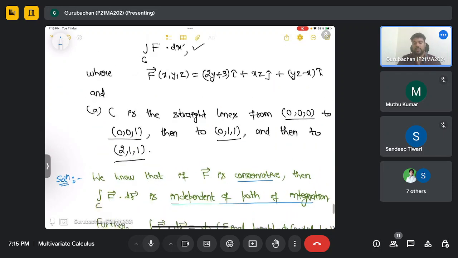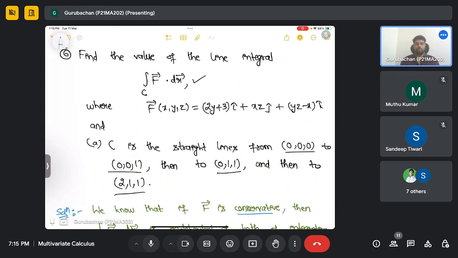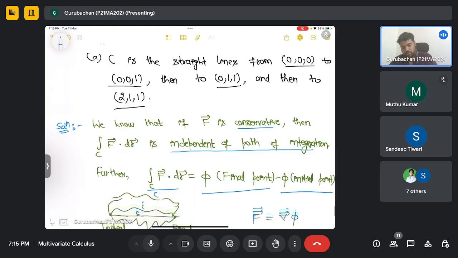Has anyone calculated its curl? Has anyone calculated its curl? 16 by 3. Sorry, 16 by 3. Okay. Its curl will be, let me calculate it. I'm not able to find it.